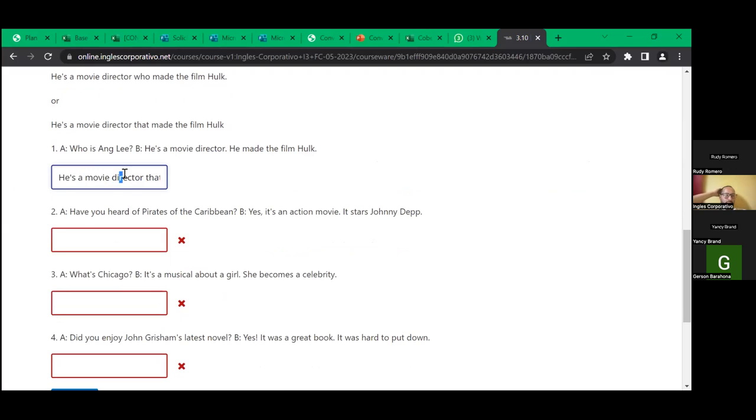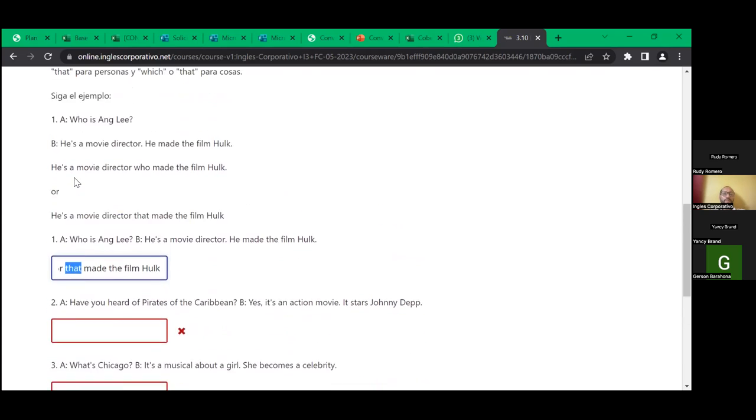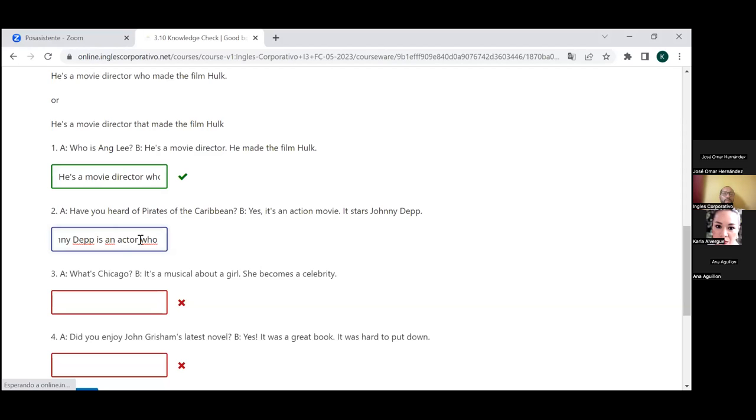So in this case, we have a question. He is a movie director. The relative we use is that or who. He is a movie director who made the film Hulk, or that made the film Hulk. Maybe. An actual movie. Who made Pirates of the Caribbean? Pirates of the Caribbean, okay. Right, maybe. Check it.